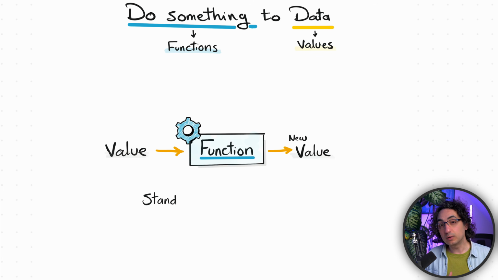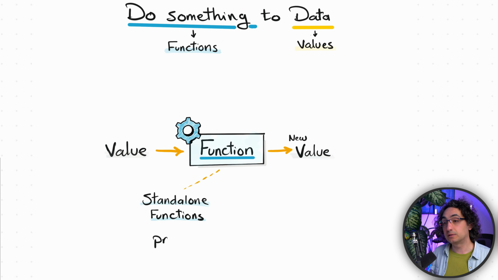Now in Python there are three main types of functions. The first one, we call it the standalone functions. They are functions that you can go and use directly, like the functions that we have learned before, print and type. Those are standalone functions. They are not complicated, they just work.